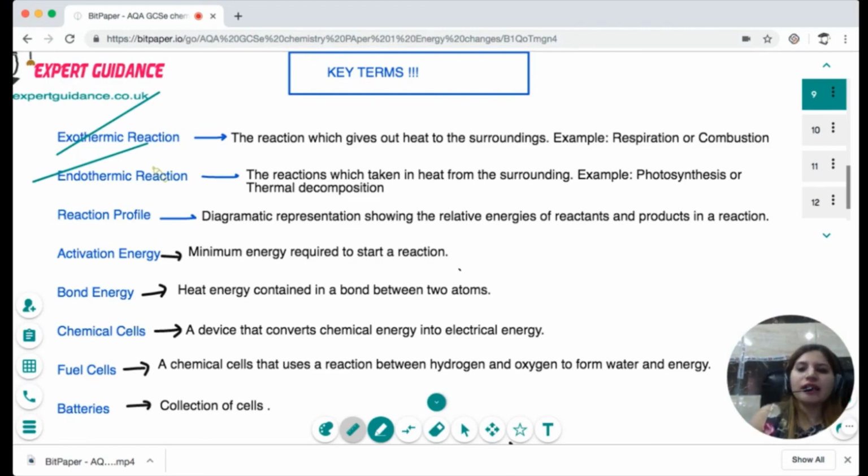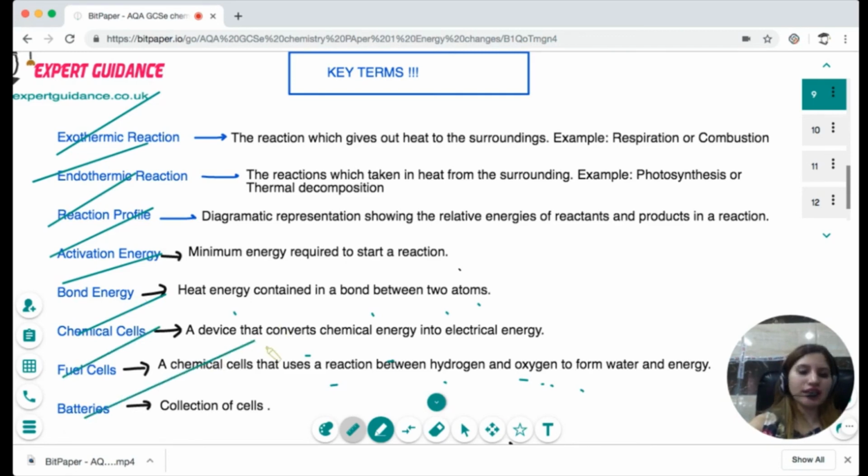Reaction profile is a diagrammatic representation showing the relative energies of reactants and products in a reaction. Activation energy is the minimum energy required to start the reaction. Bond energy is the heat energy contained in a bond between two atoms. Chemical cell is a device that converts chemical energy into electrical energy. Fuel cell is a chemical cell that uses a reaction between hydrogen and oxygen to form water and energy and generate electricity. Batteries are the collections of cells.